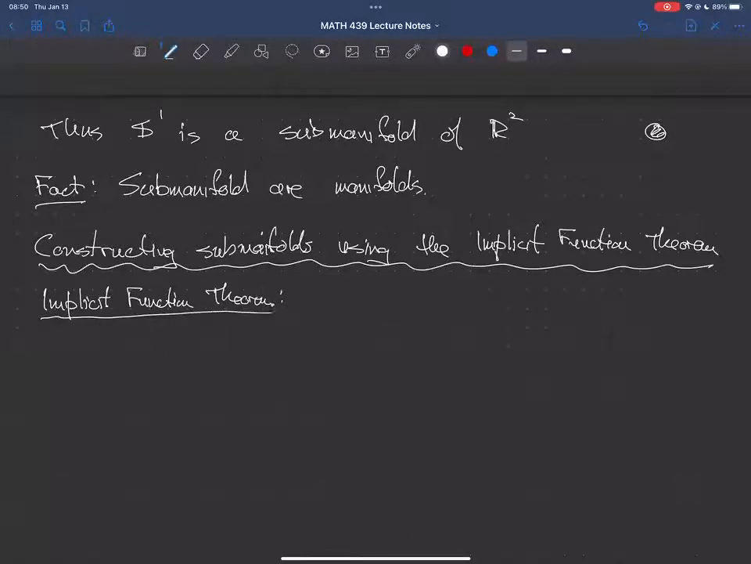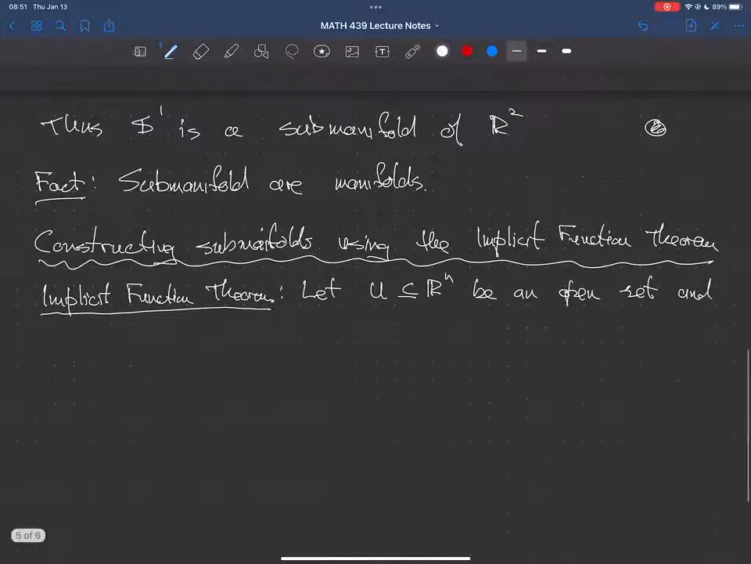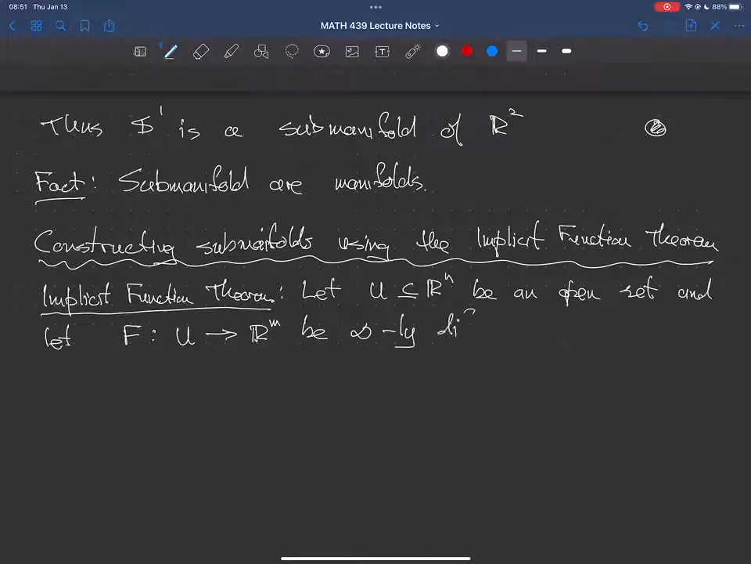Okay, here's what it says. It says let U in Rn be an open set and let F from U into Rm be infinitely differentiable. Okay, so that's the starting point.